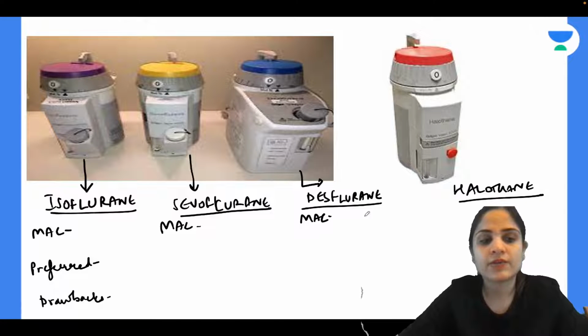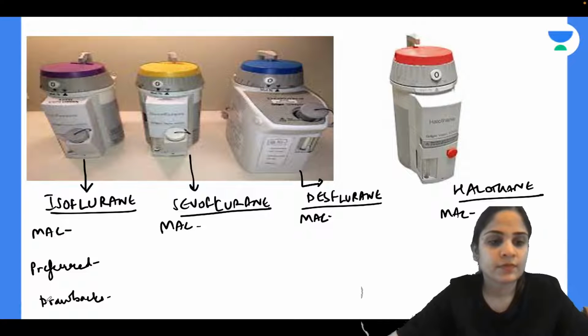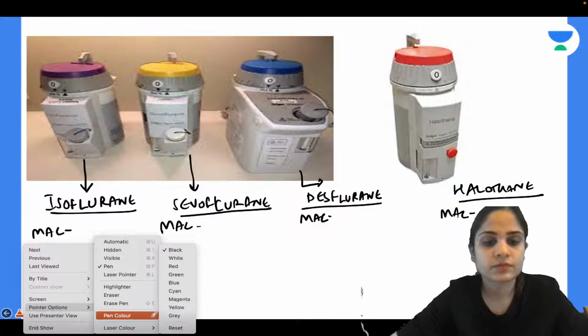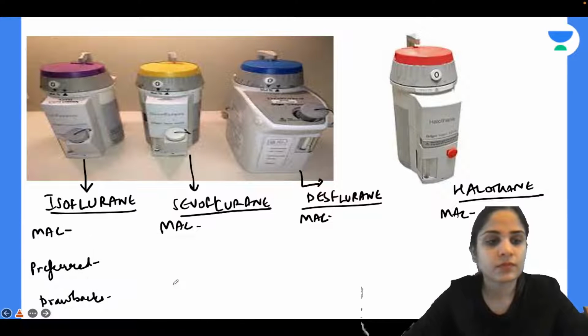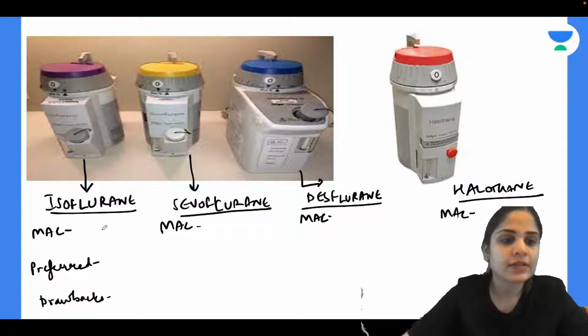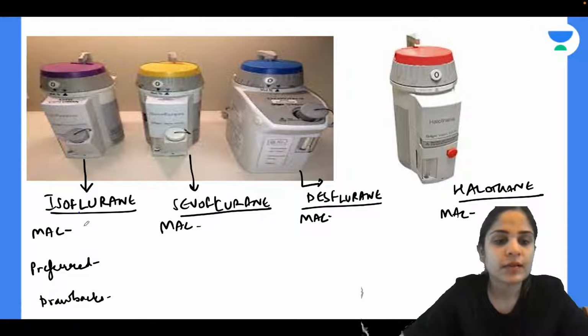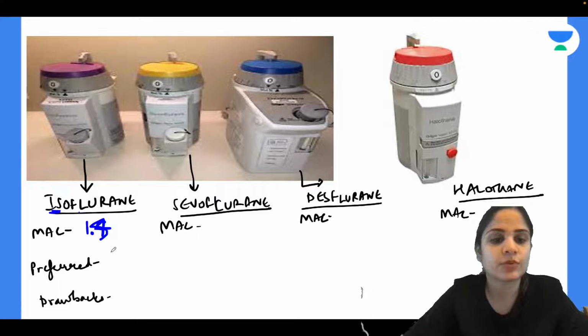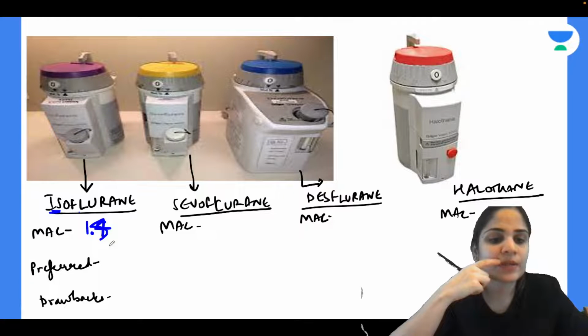Okay, now tell me the MAC of each of these agents. Quickly tell me. I have told you all the MAC mnemonic. Everyone knows the MAC mnemonic. Okay, so first we have the MAC of isoflurane. So can you tell me what is the MAC of isoflurane? For the MAC of isoflurane, write I and S first. I and S. Okay. Put a dot between the I and the S of isoflurane, and then you put a dash over here. So MAC of isoflurane is 1.4. Okay. Alright.